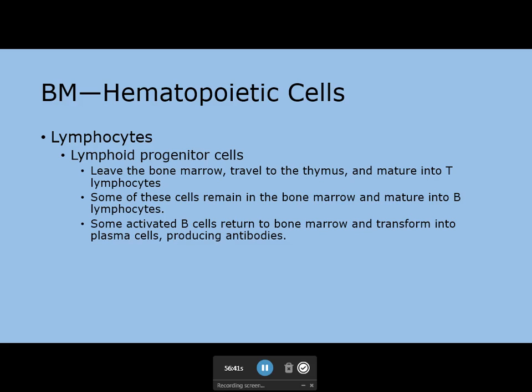All right. So lymphoid progenitor cells are the same way. They all leave the bone marrow, but some will stay back, which are the B cells. But all the T cells are going to go to the thymus gland to mature. And they'll leave the thymus gland and go into the lymph nodes and mature in the lymph nodes also. Okay?